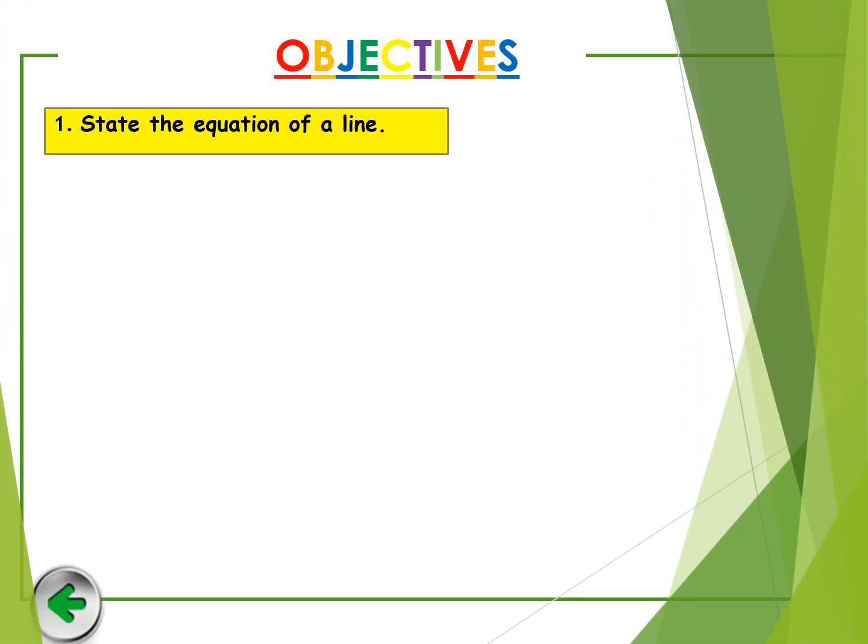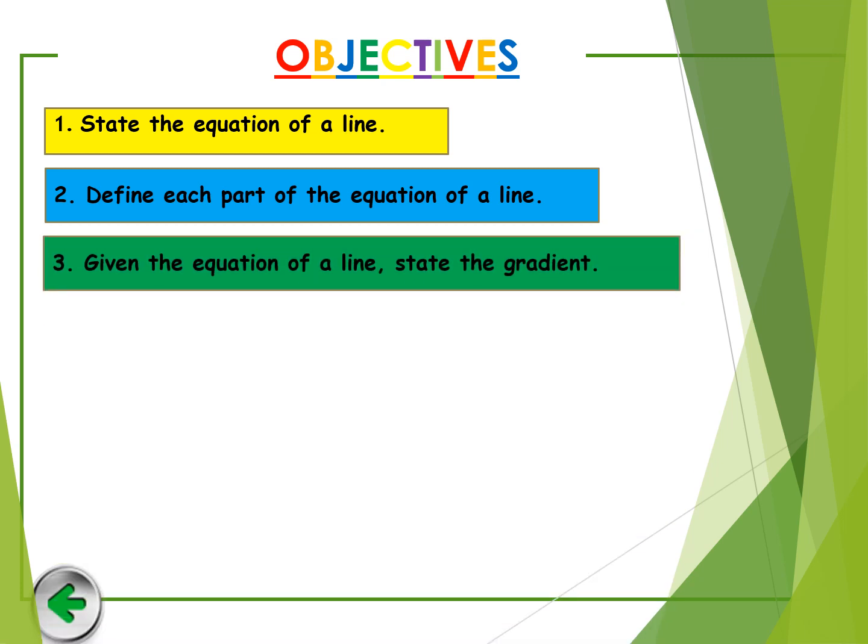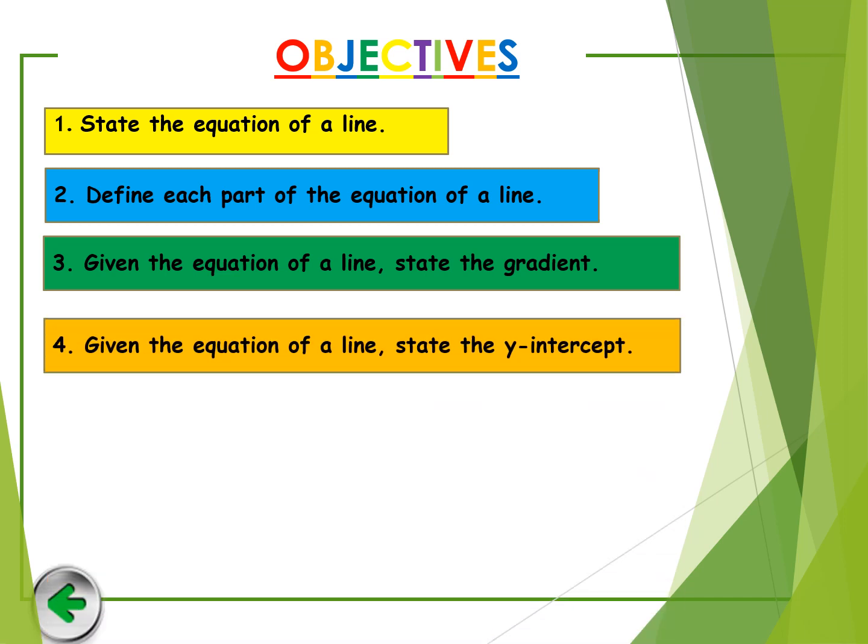Our objectives are: 1, state the equation of a line, and then we're going to define each part of the equation of that line. Then, given the equation of a line, we have to state what's the gradient and also be able to state what's the y-intercept.